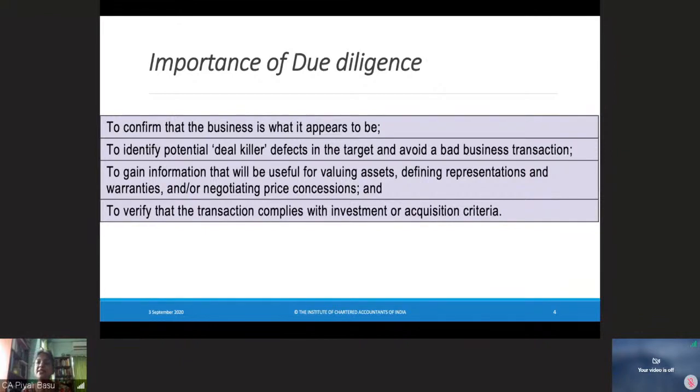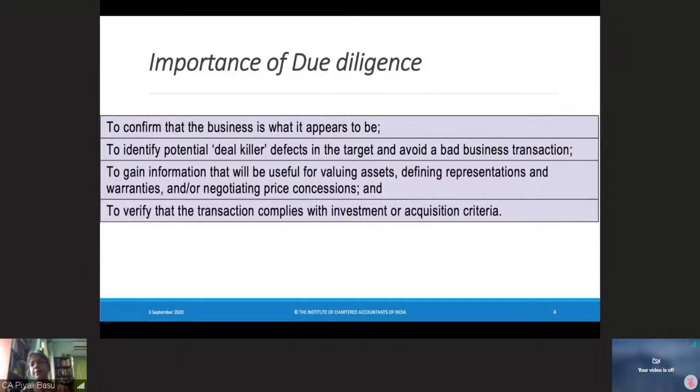So these things cannot come just by thinking or by what you are feeling from talking to the people. It has to be on paper. So the due diligence is undertaken. Let's go into the details, taking into consideration the financials and the other aspects of it, and then decide. All right. So, to gain information that will be useful for valuing the assets, defining representations, warranties, negotiating the price concessions, and to verify that the transaction complies with investment and acquisition criteria.